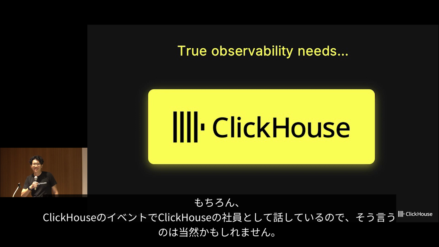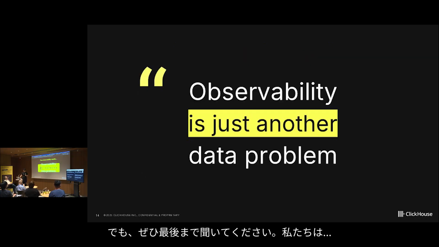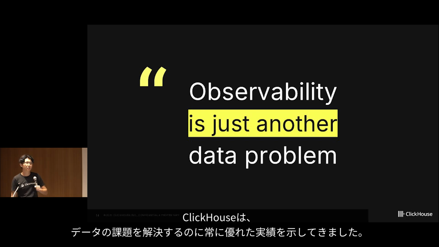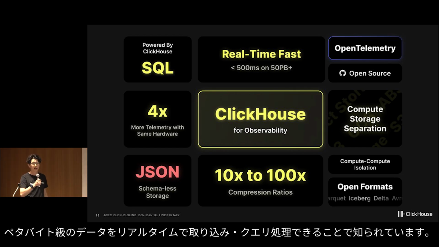Of course, I'd be saying this at a ClickHouse event as a ClickHouse employee, but please hear me out here. As I said earlier, observability is just another data problem. And of course, ClickHouse has been proven time and time again to be really, really good at data problems. So ClickHouse is incredibly fast. It's known for processing petabytes of data, ingesting and querying both in real time.